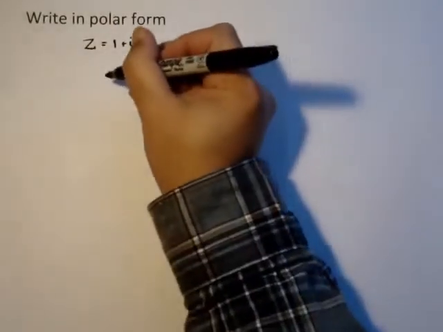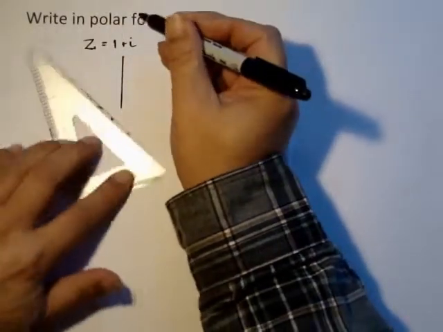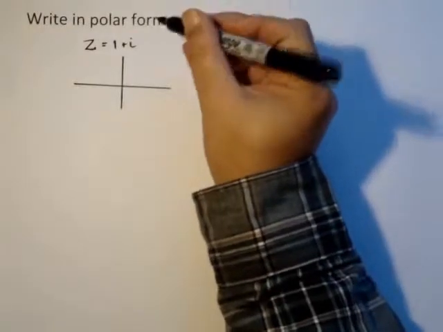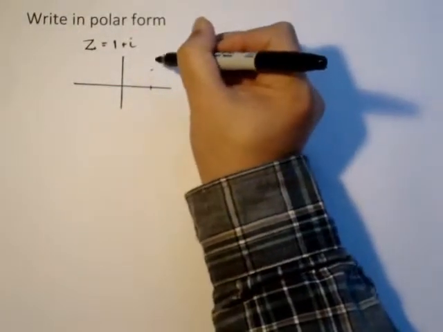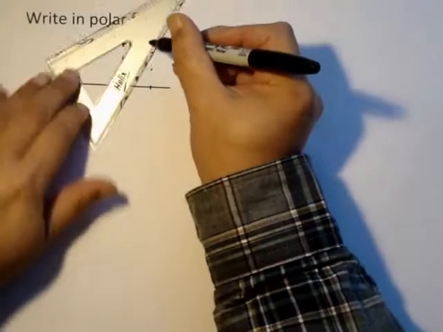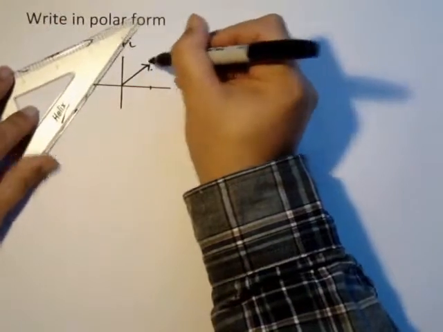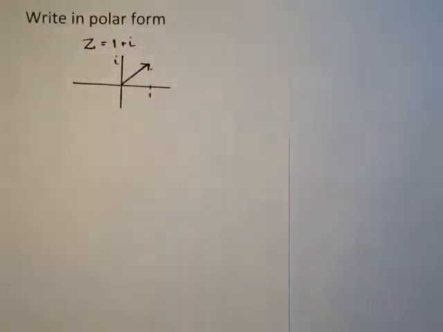First of all, let's draw our Argand diagram. So just do a quick sketch. So this is 1 along the real axis and i, which is 1 along the imaginary axis. So draw in our vector, which will be there. So this would be i, this would be 1.